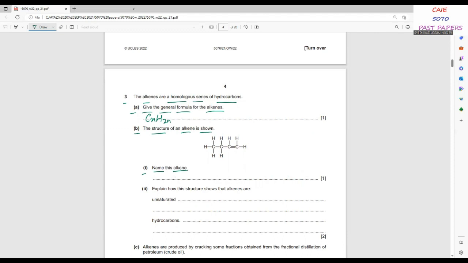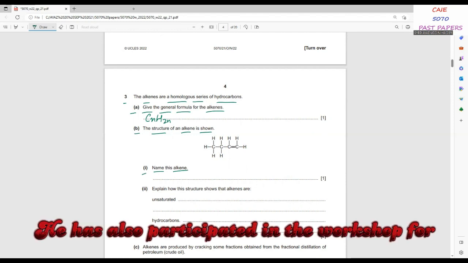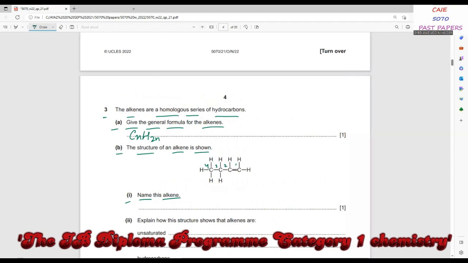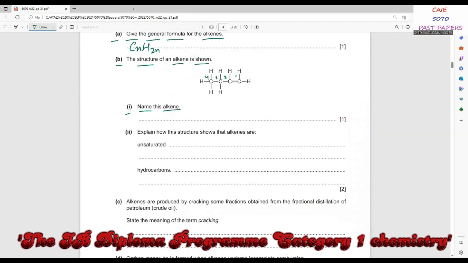Now, alkenes contain a carbon-carbon double bond. If you look at the position of the carbon-carbon double bond, it's position number 1. Start counting the carbon atoms from the carbon which contains the carbon-carbon double bond. 1, 2, 3, 4. So you can write but-1-ene or butene.